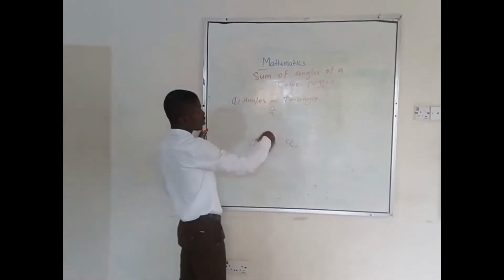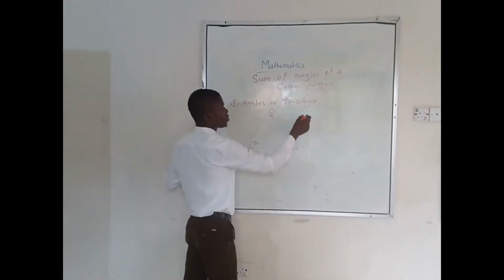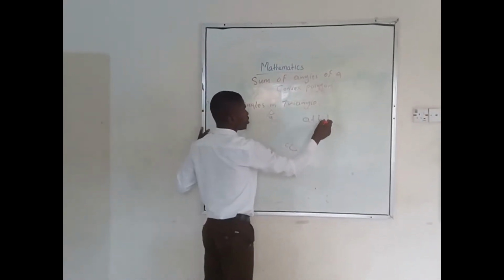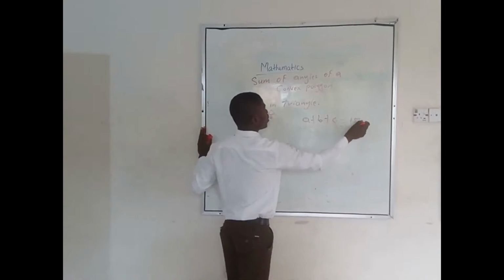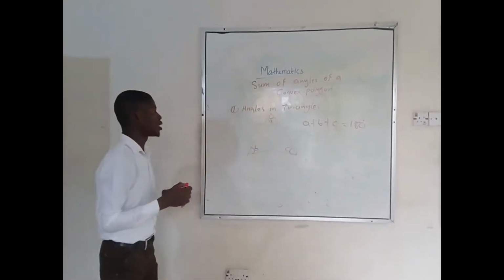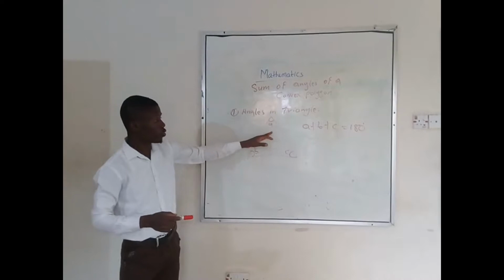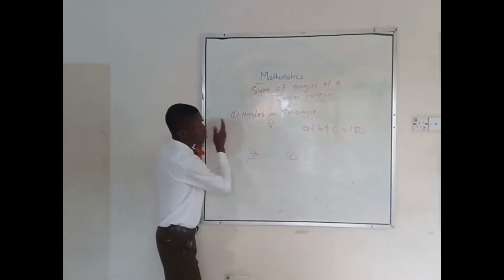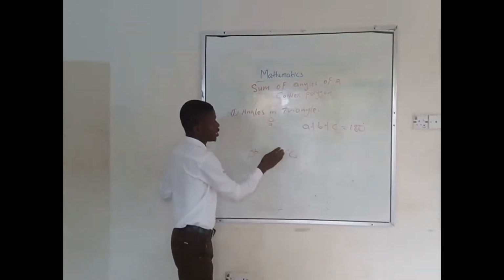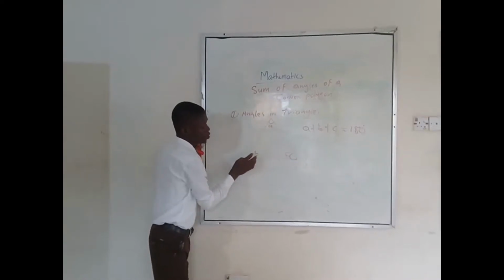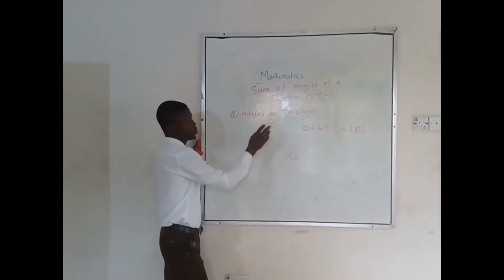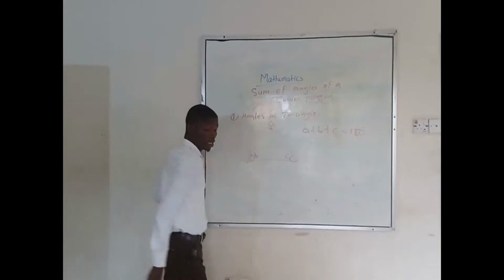The sum of these angles in a triangle, that is A plus B plus C, equals 180. That's why we say the sum of the angles in a triangle is 180. So when you add all three angles together, it will give you 180. That's what you have here.